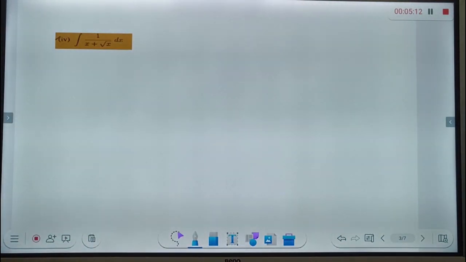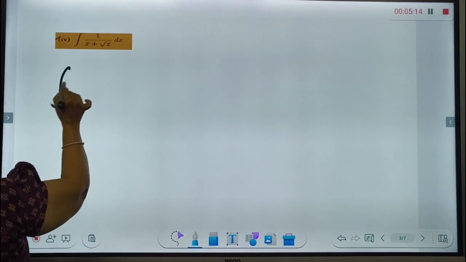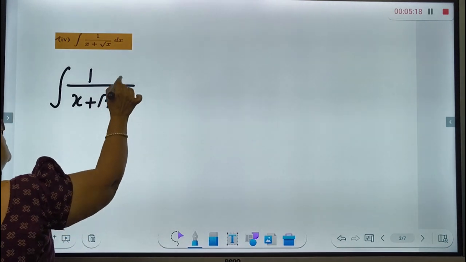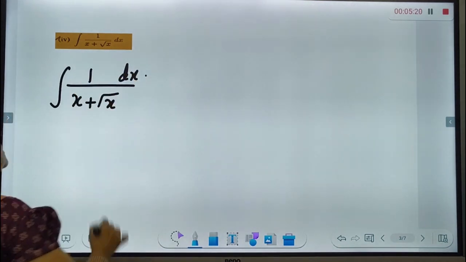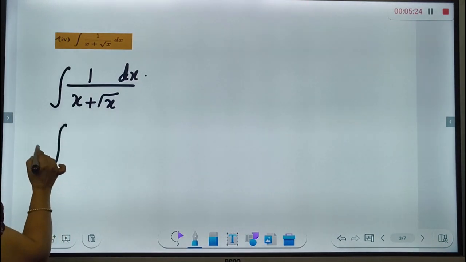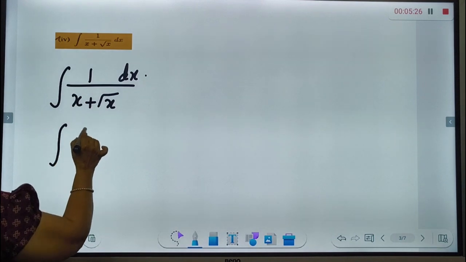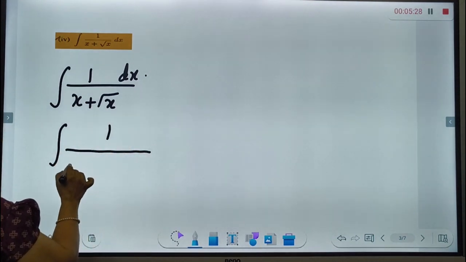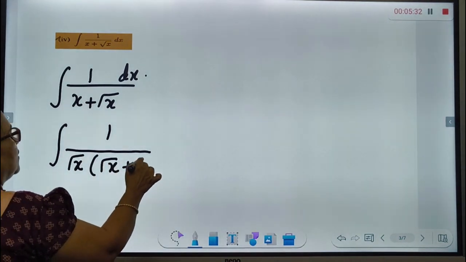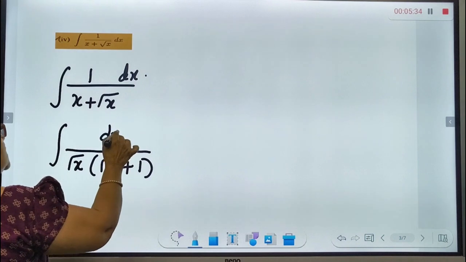Now, this is a very simple sum. Integral of 1 by (x plus root x) dx. So, what I am going to do is rewrite this. If I take root x outside, I will get 1 by root x into (root x plus 1) dx.